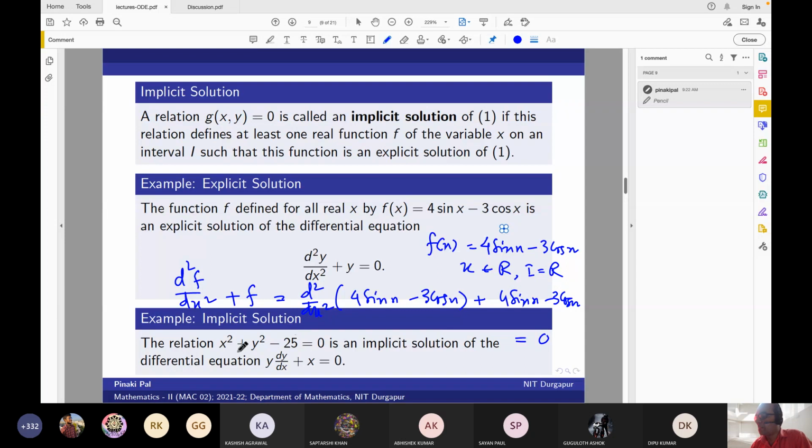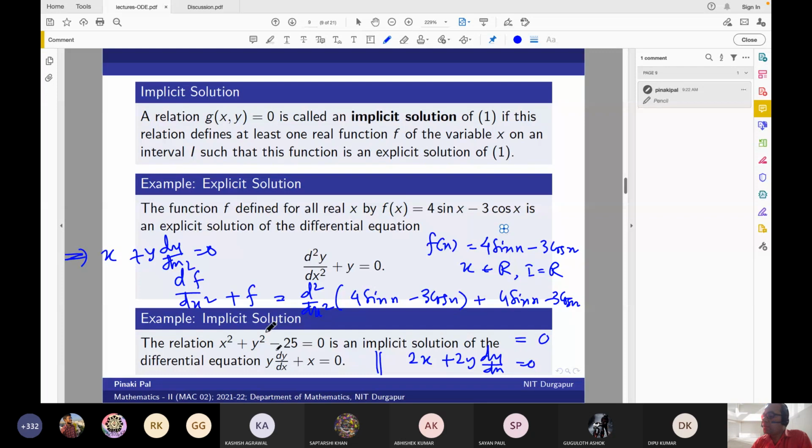For example, in this case, x² plus y² minus 25 equal to 0 is an implicit solution of the differential equation y dy/dx plus x is equal to 0. So how can we check this? First of all, you start with this implicit relation x² plus y² minus 25 equal to 0. If you differentiate, you will get 2x plus 2y dy/dx equal to 0, which means x plus y dy/dx equal to 0. That means this implicit relation is satisfying the differential equation.